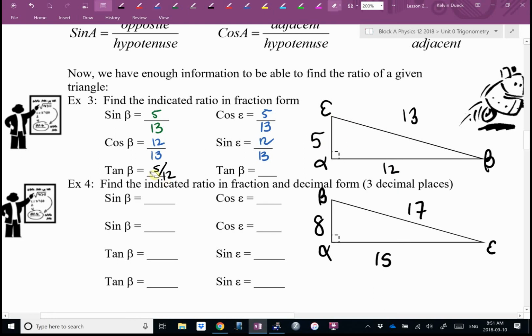You may notice that tangent of beta, you know what? That's a typo. This should be tangent, let's cross that out, of epsilon. And then it will be 12 over 5. You may notice that the tangents of two angles in the same triangle are reciprocals of each other, because basically the opposite and the adjacent switch places depending on which angle you're looking at.